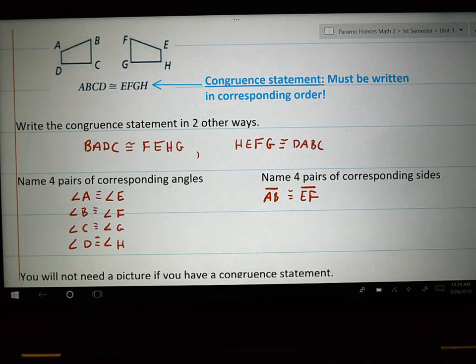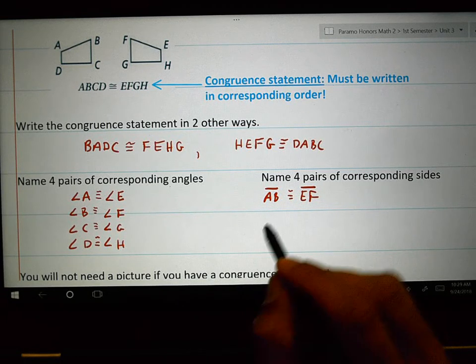If you do not put the bar, it means the length of, and we're not talking about the length of. We're talking about 2 sides being congruent, the same length, but not an actual measurement. That's what I mean. Okay, so AB is congruent to EF.